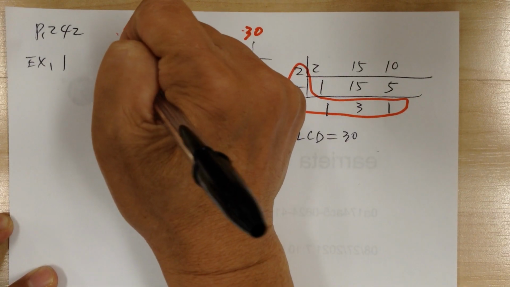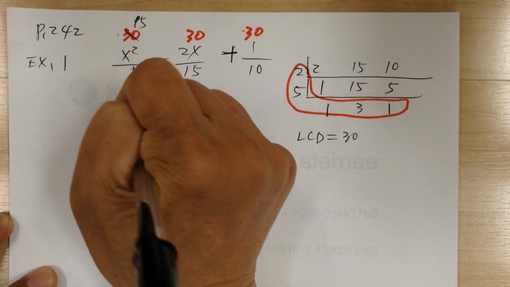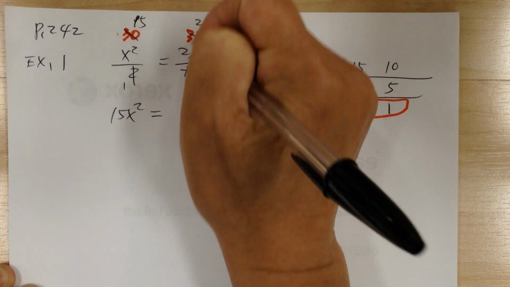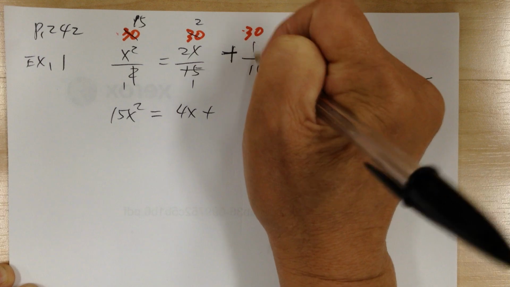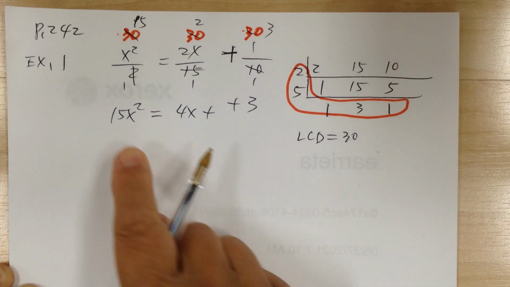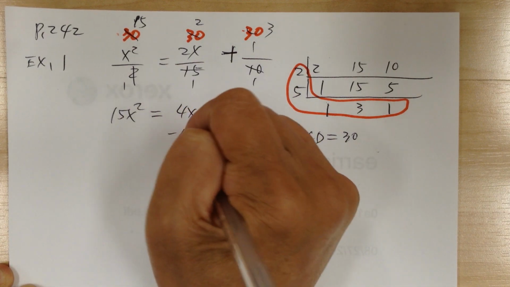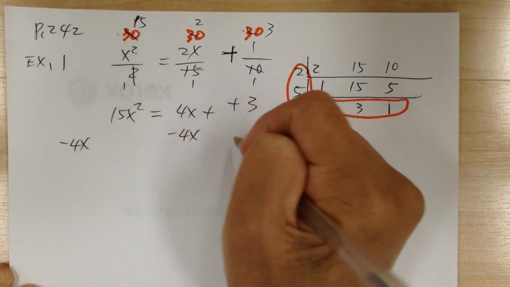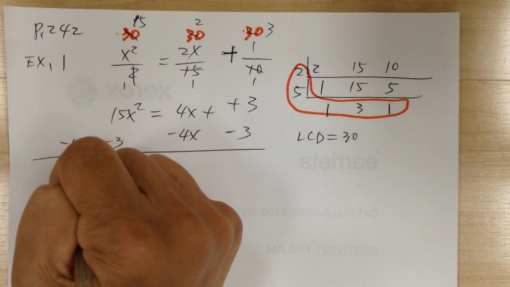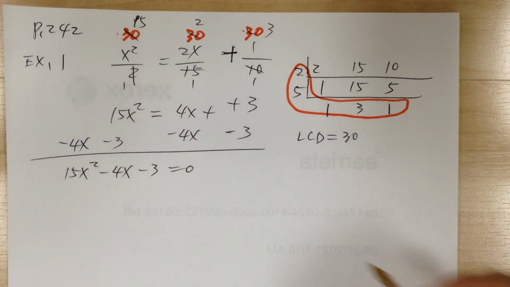Okay, so when you cancel, you get 1 and 15. So you're going to get 15x squared equal; divide by 10, you get 1 and 3, so it'd be plus 3. Now, because you have squares, you have to make this side equal to 0 so you can do factoring. So minus 4x on each side, and minus 3 on each side, and write it in order: 15x squared minus 4x minus 3 equal to 0.